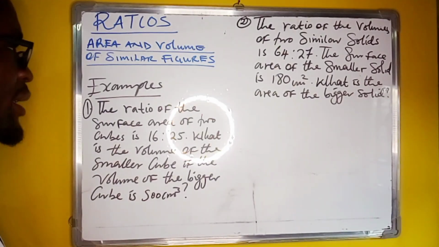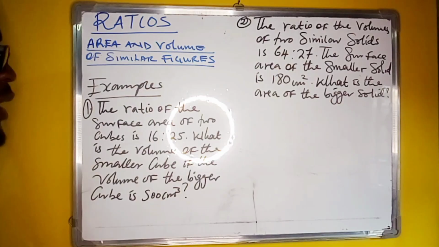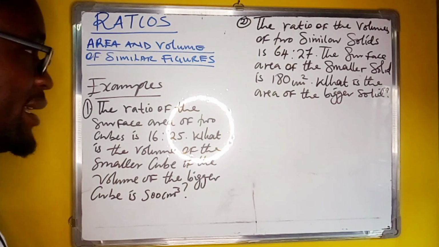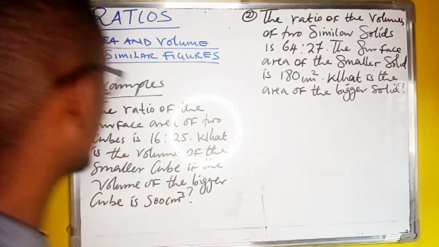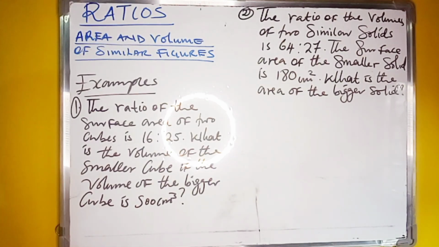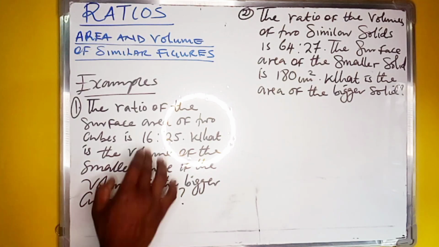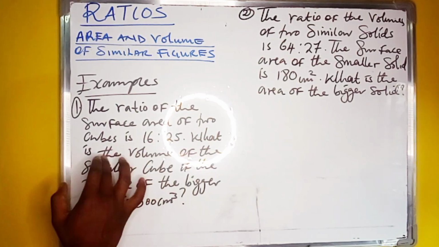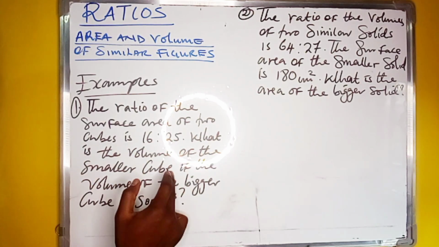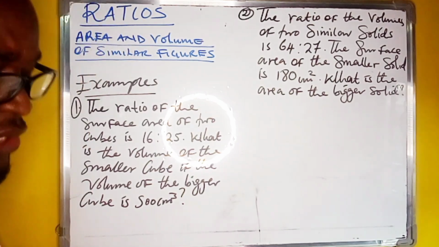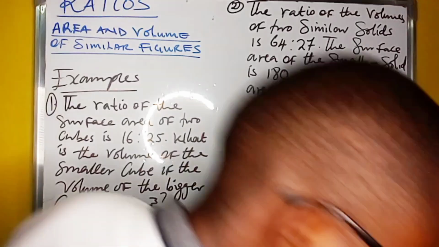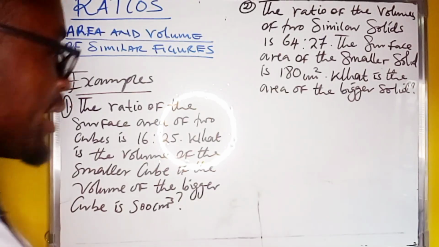So under ratios, our focus is going to be on area and volume of similar figures, and this is mathematics paper 1. Let's look at these examples here. The ratio of the surface area of two cubes is equal to 16 to 25. And what is the volume of the smaller cube, if the volume of the bigger cube is 500 cubic centimeters? To find that, I want you to follow me carefully here.